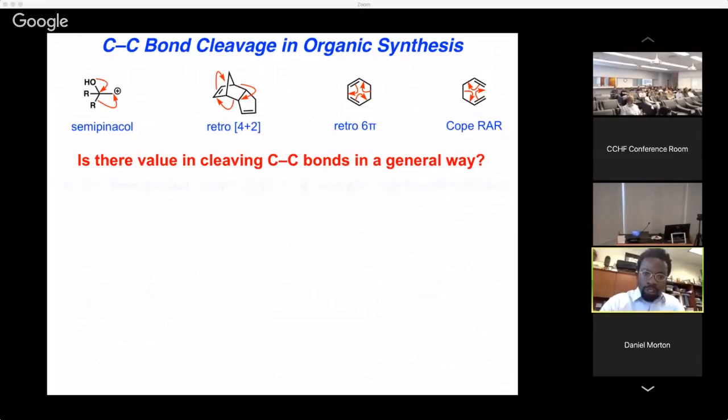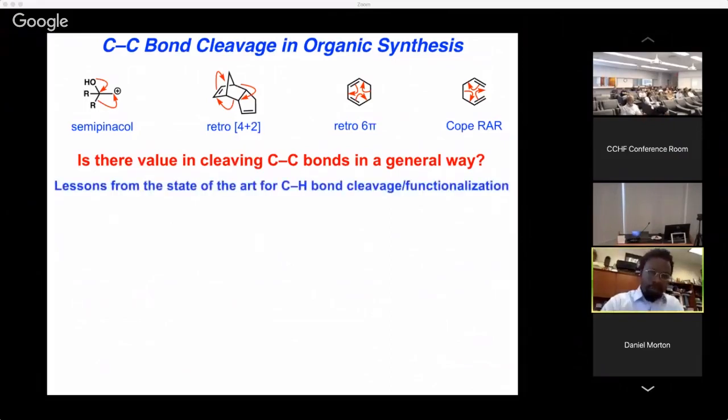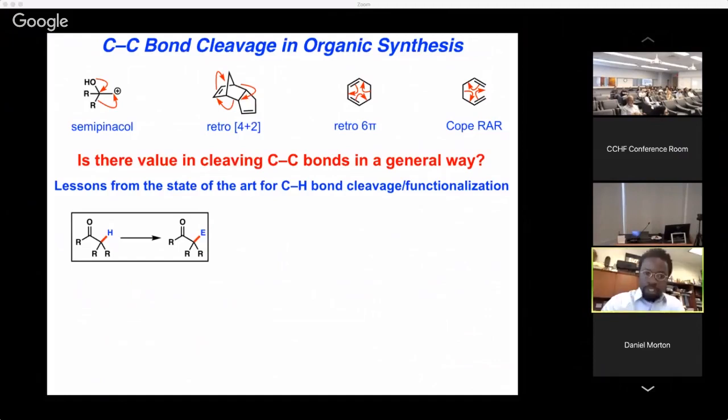And of course, a lot of this is inspired and driven by lessons from the state of the art when it came to thinking about carbon-hydrogen bond cleavage and functionalization. And so in a classic example, one can think perhaps of the deprotonation of a carbonyl compound at the alpha position as an example of a CH cleavage in the traditional sense. And of course, this then is followed by a bond-forming process where an electrophile is introduced.